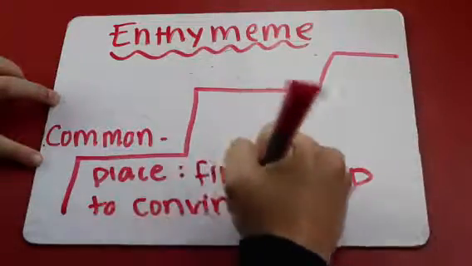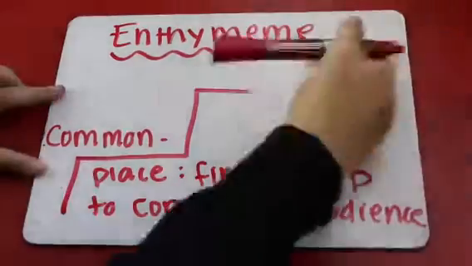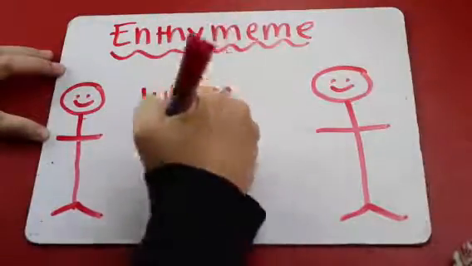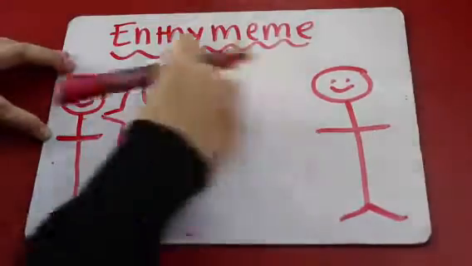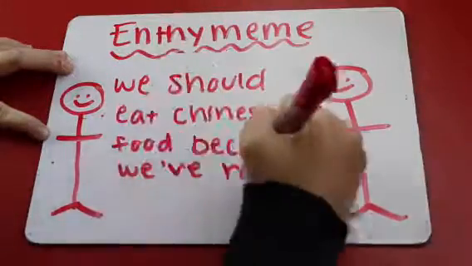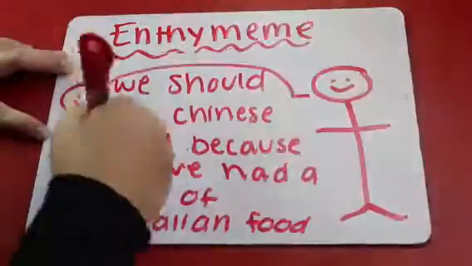In simpler terms, you would say, "We should do blank because of blank," and you would fill the blanks with a choice and a commonplace. For example, if you and a friend were arguing on a place to eat and you know that you've gone to an Italian restaurant often recently, you would say, "We should eat Chinese food because we've had a lot of Italian food lately."